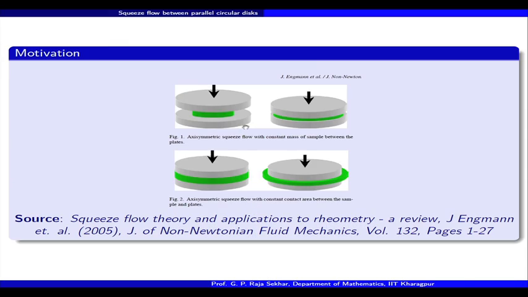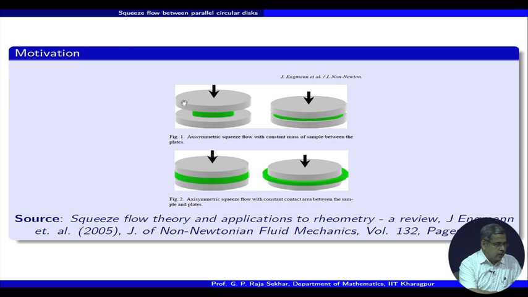As the configuration indicates, we are going to consider such a configuration, where we consider a Newtonian flow. Of course, this example I have taken from a non-Newtonian flow, but today we are going to discuss Newtonian flow bounded between two circular discs, where the lower disk is stationary and the upper disk is exerted by some force.